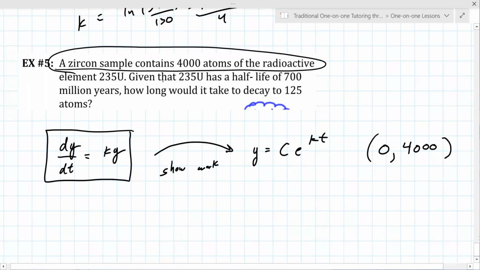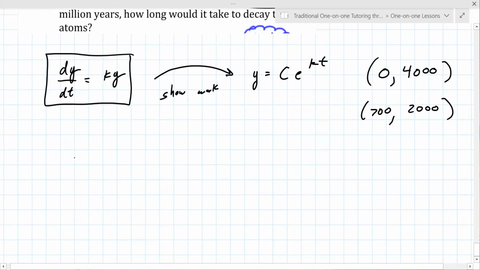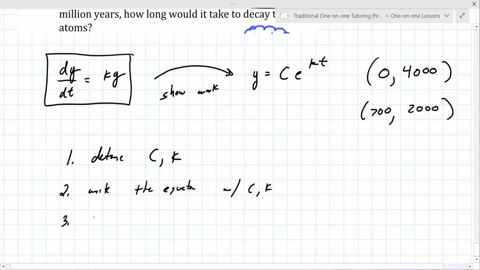That's one. But then it says it has a half-life of 700 million years. So after 700 million years, it's down to 2,000. You're just dividing the 4,000 by 2. One of the goals here is to determine C and K, and we can do that now from this information. The second is to write the equation with C and K. Another goal is to use the equation to determine y or t. But you almost always do 1 and 2.